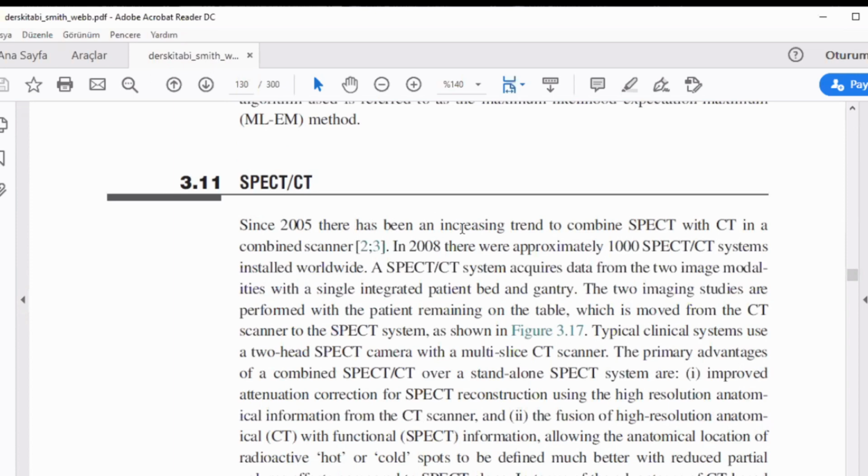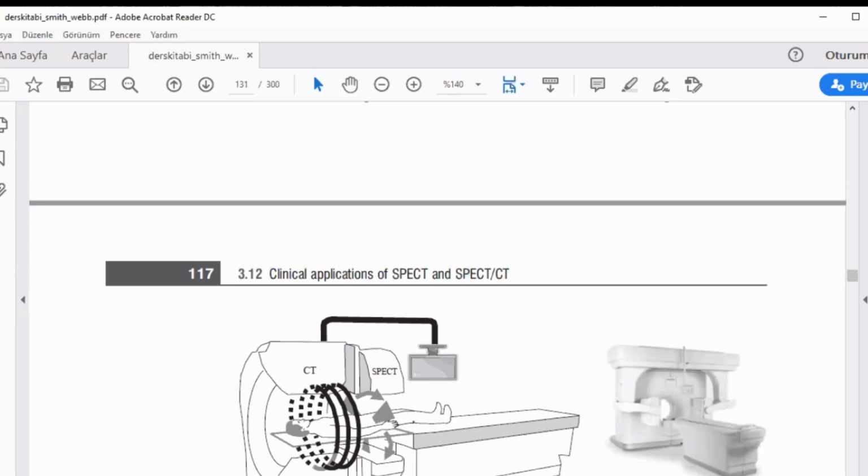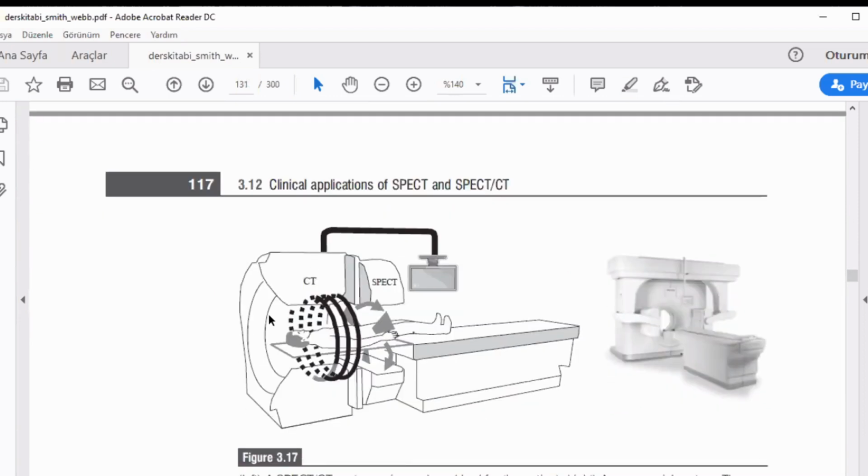Since 2001, there has been an increasing trend to combine SPECT, which is nuclear medicine, and CT, which is X-ray CT, because SPECT is a physiological imaging modality and CT is anatomical imaging. If you combine them, that's very valuable for the doctors. In 3 years, starting with 2008, there were approximately 1,000 combined SPECT CT systems. They use both gamma rays as well as X-rays.